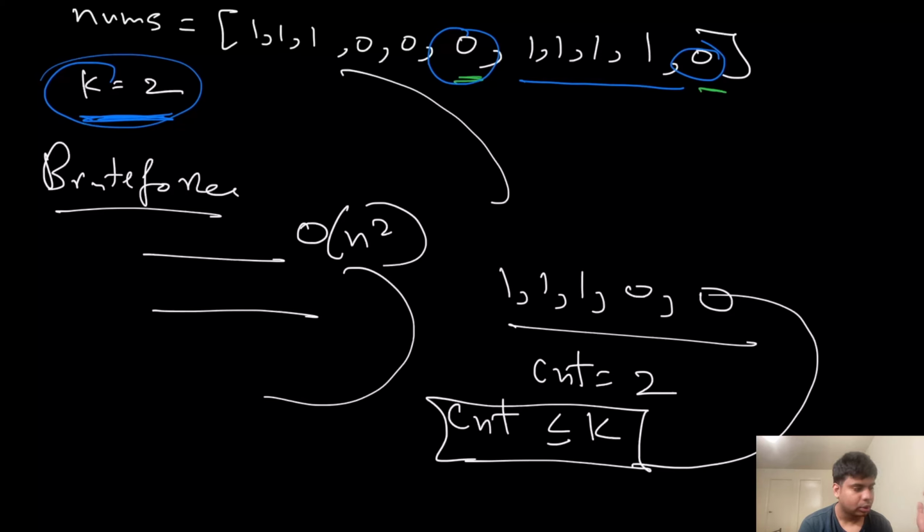Okay, so I hope you understood the brute force solution. So basically traverse all possible subarrays and consider the subarrays where the count of zeros is less than or equal to k, and maintain a global res and keep updating it. So this will cost you O of n square time complexity. Now let's see how we can optimize this.